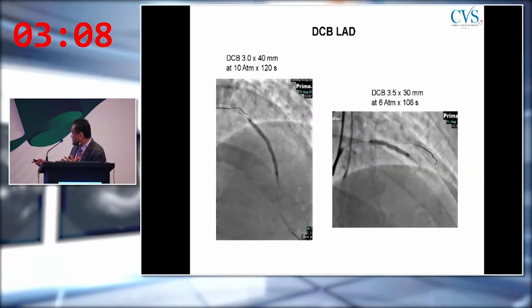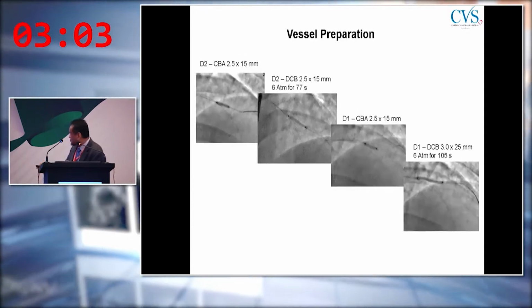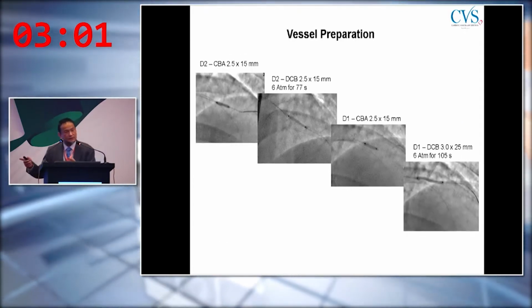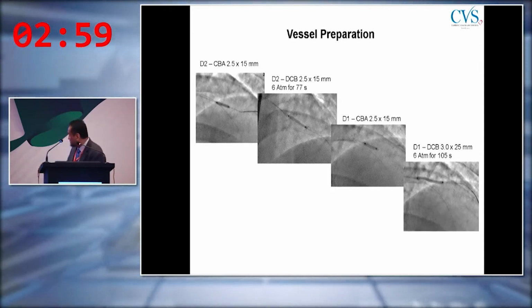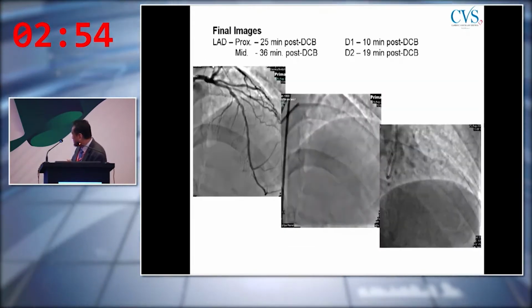It was these two DCBs, 3.0 and 3.5, in a de novo lesion. We also treated and prepared the diagonal 1 and the diagonal 2 and treated them with DCB. And that was the result after. So you can see that there's some dissection seen.